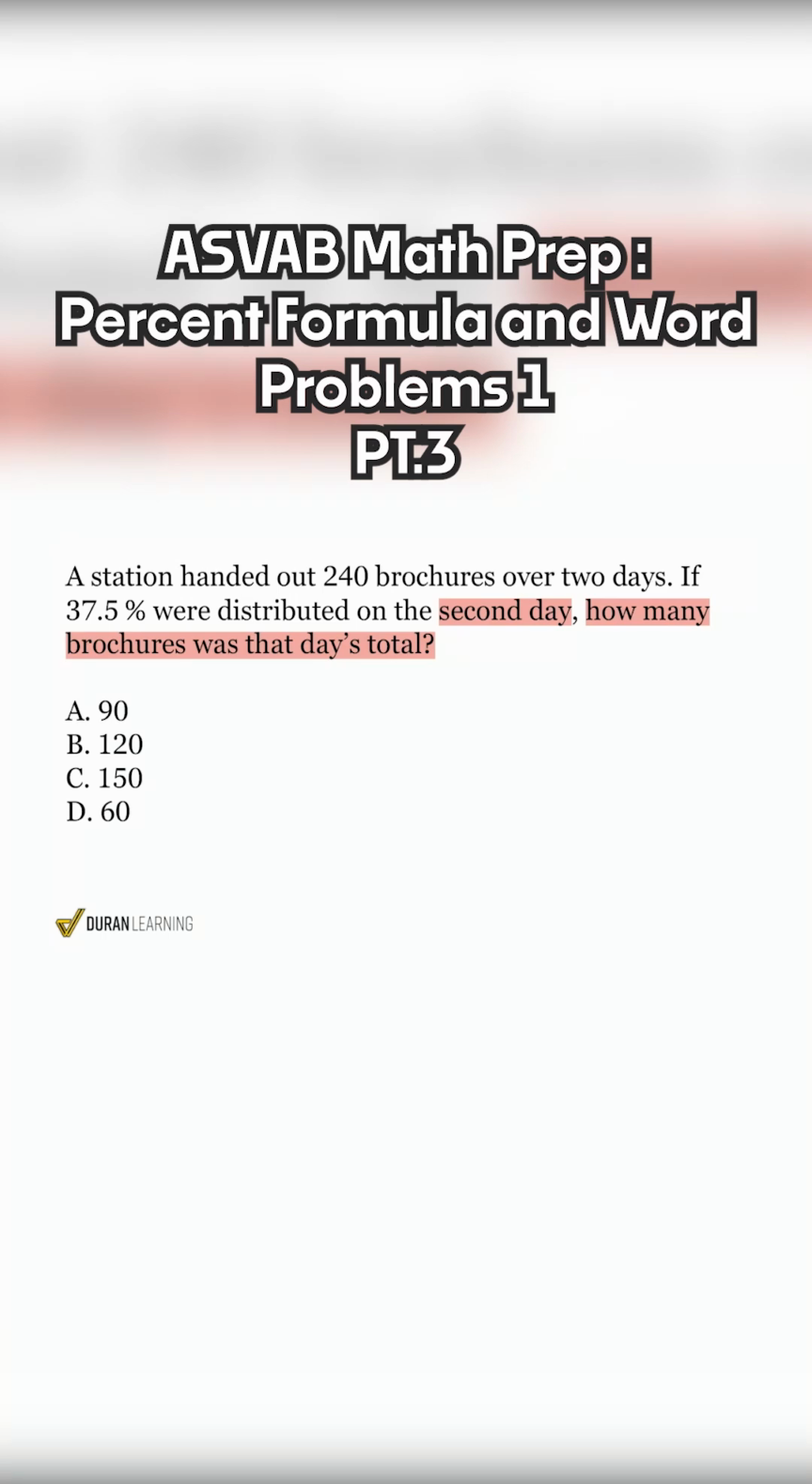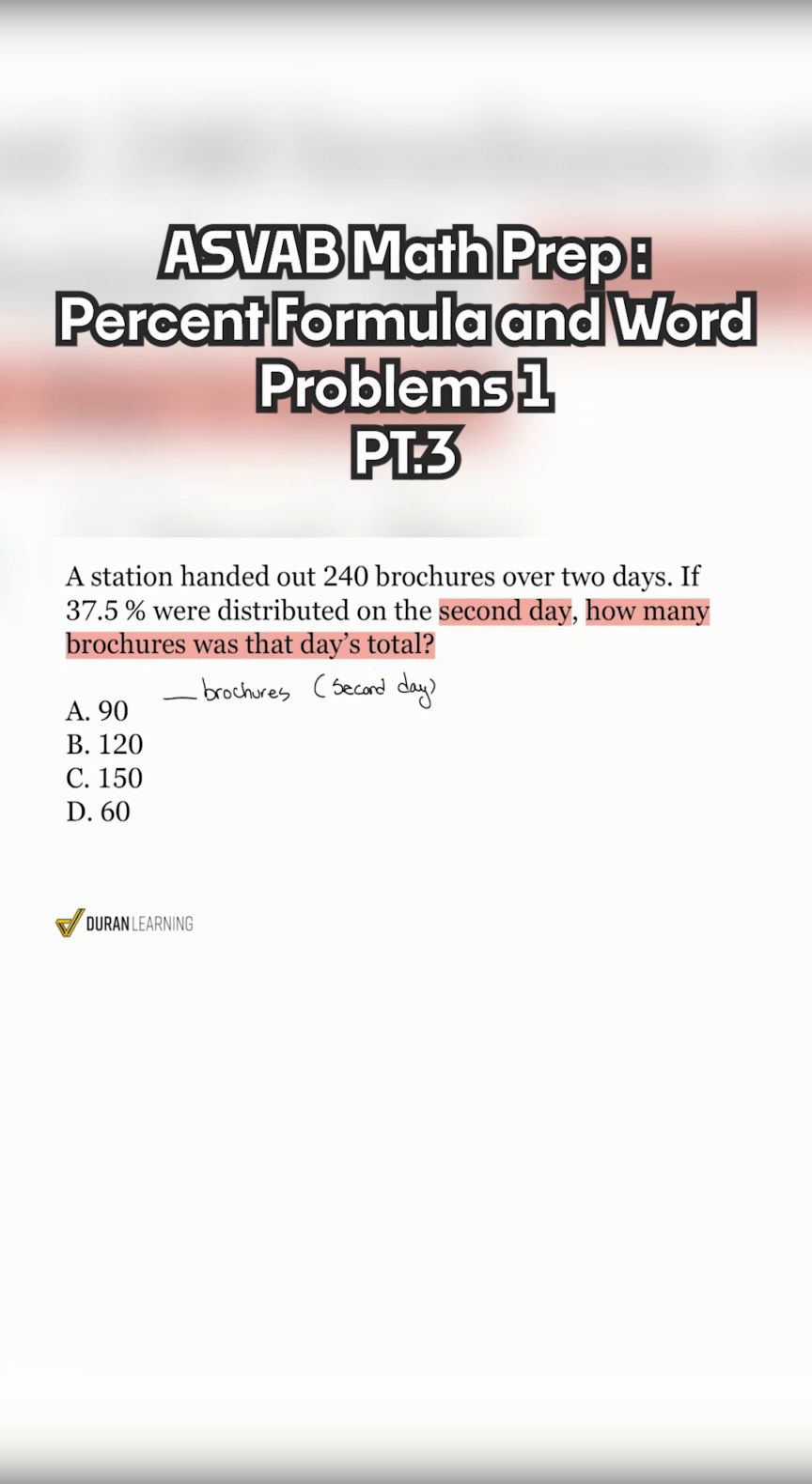We want to know here, blank brochures, which is the second day. Now, here's what it says. It says that a station handed out 240 brochures over 2 days. Okay. If 37.5% were distributed on the second day, how many brochures was that second day's total?